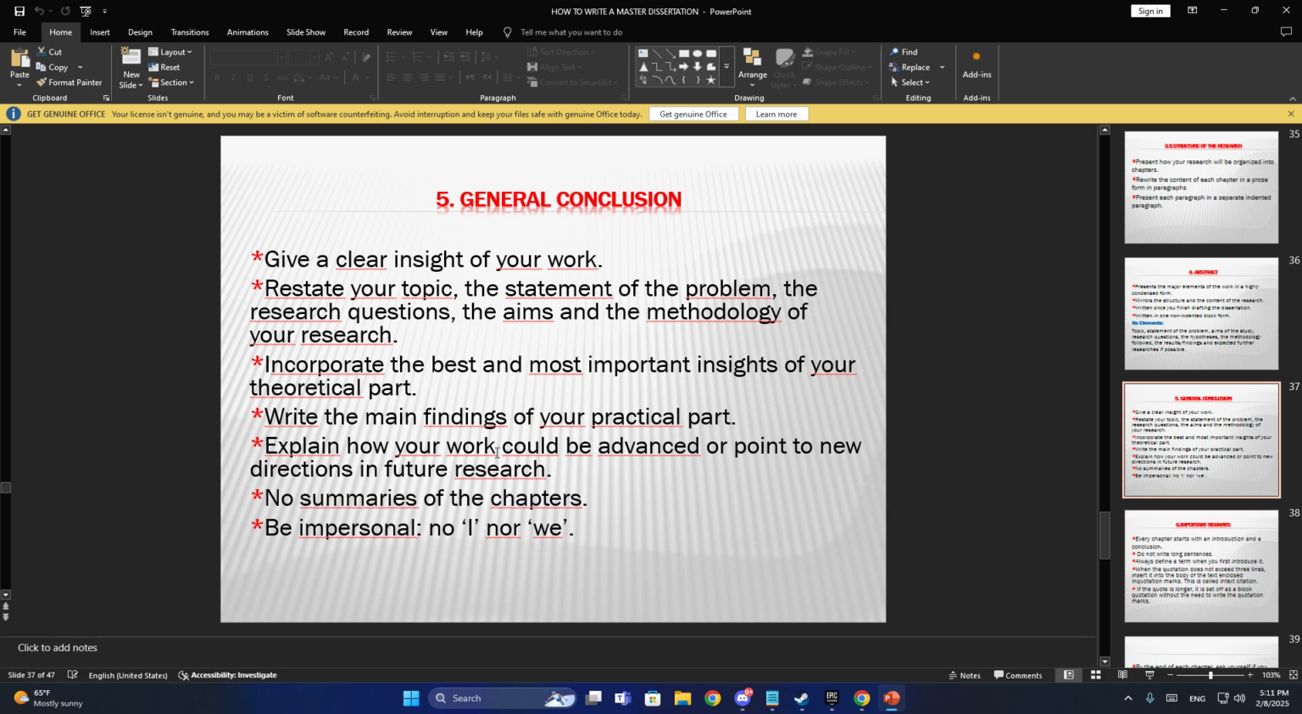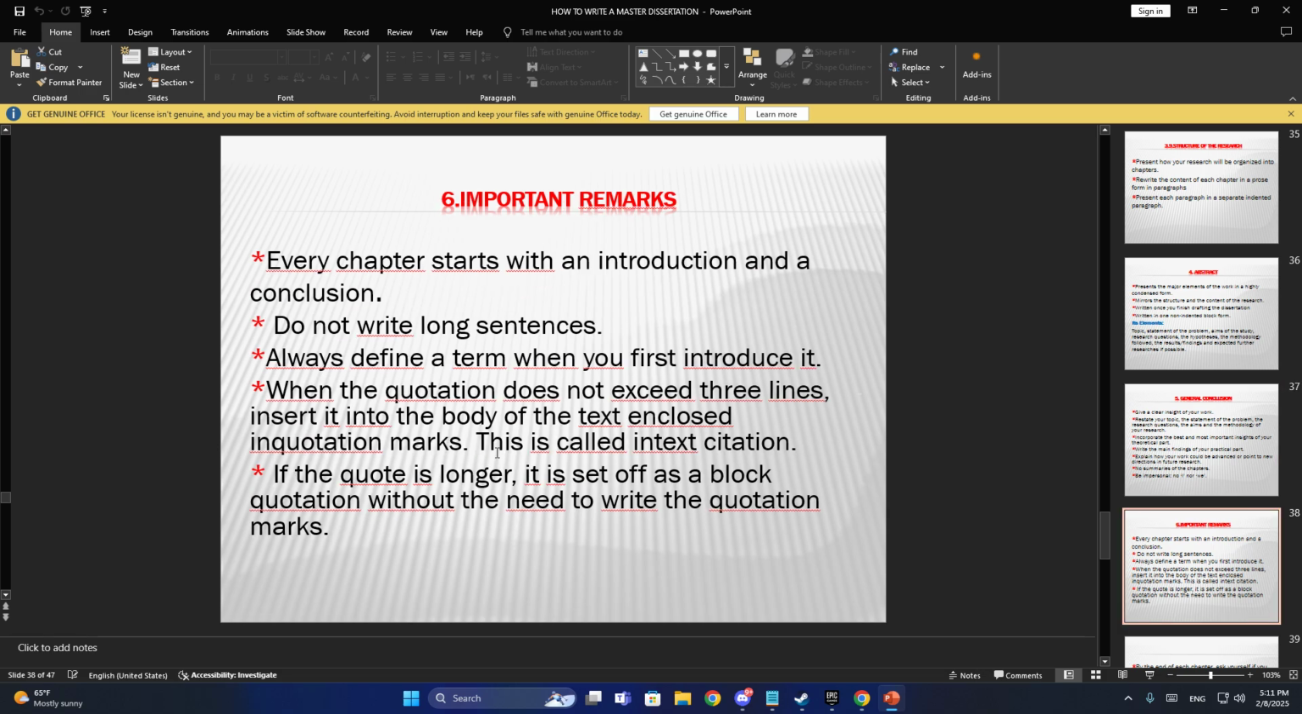Explain how your work could be advanced or point to new directions in future research. So now, no summaries of the chapters. Here we do not have to write summaries of the chapters, and try to be not personal. It means try not to use the I or the we. Use the passive, if possible. Now, important remarks regarding writing a dissertation in general.